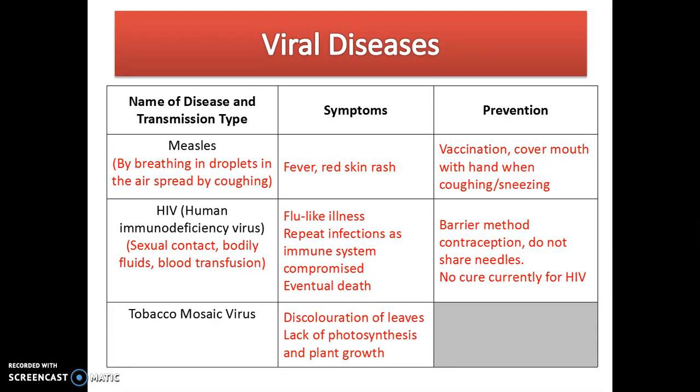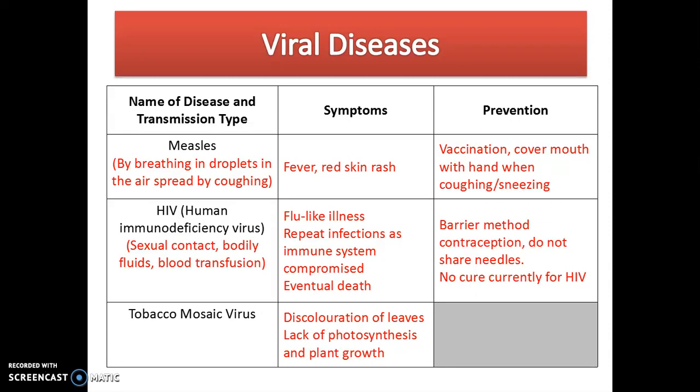So viral disease, pause this video again while I read it out. Measles: spread by breathing in droplets in the air from coughing. Symptoms are fever and red skin rash. Prevention is vaccination and covering your mouth with your hand when coughing or sneezing.